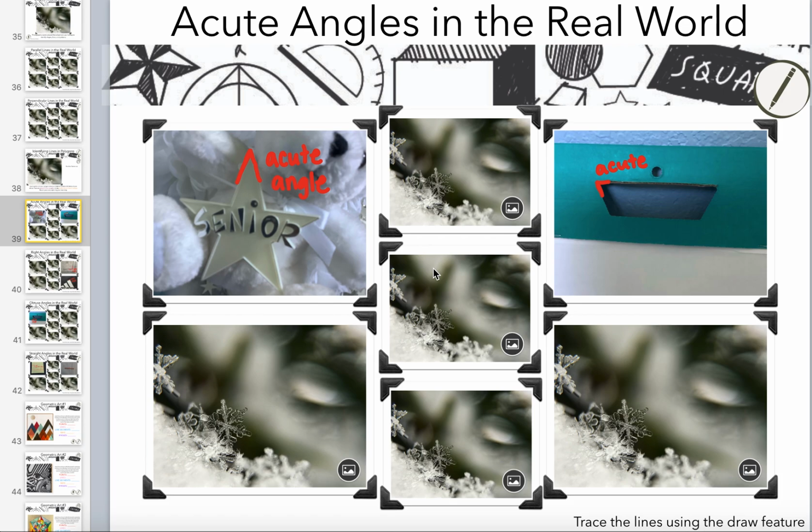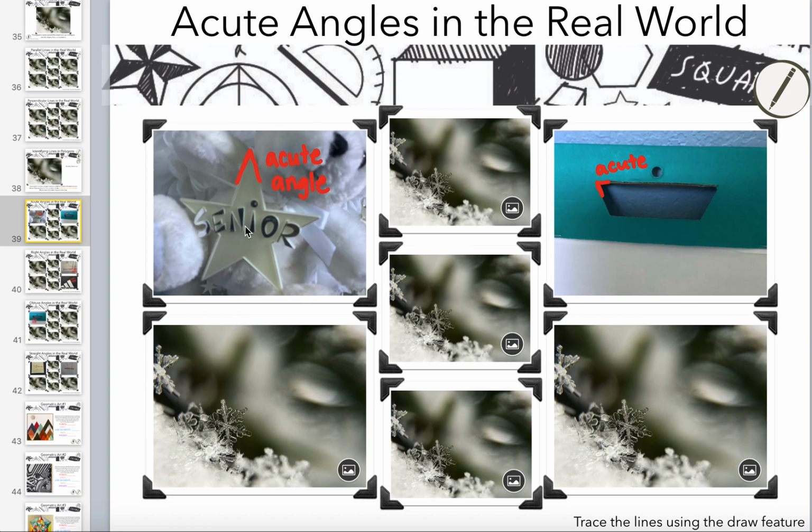All right, guys, I wanted to explain this activity. So if you go to slide 39 to 42 of your keynote, this is where you can put your real world angles example. So I already did this activity and kind of showed you my expectations.